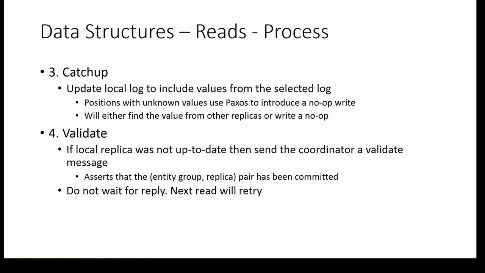After that, the next step is to validate. If the local replica was not up to date, then you need to update your coordinator. Now remember, coordinators are really simple, so this validate message is really simple. All it does is say that the entity replica pair has been committed and saved to the local data store. It doesn't even wait for a reply. There's no data, there's no error checking. It sends that to the coordinator because the next read will retry all this anyway. If the coordinator is not up to date, then it will try to update it again.